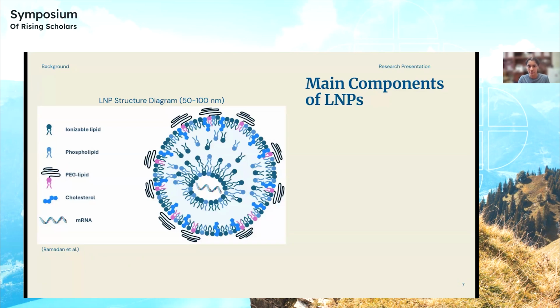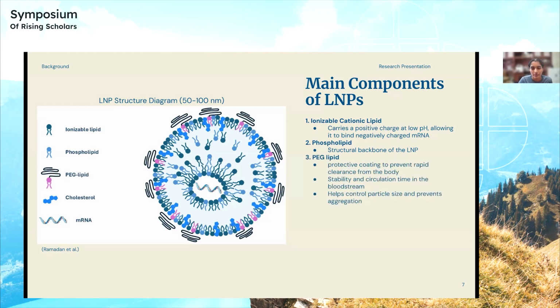So now I'll go through in detail each of the components of LNPs. First is the ionizable cationic lipid, which carries a positive charge at a low pH, which allows it to bind to the negatively charged mRNA. Then there's a phospholipid, which is mainly the structural backbone of the LNP and also contributes to the anti-degradation properties.